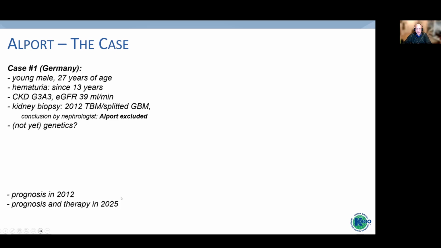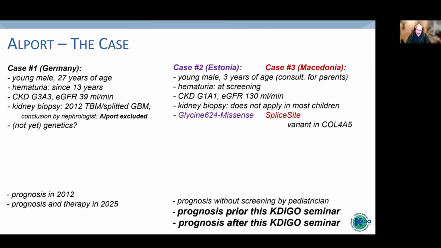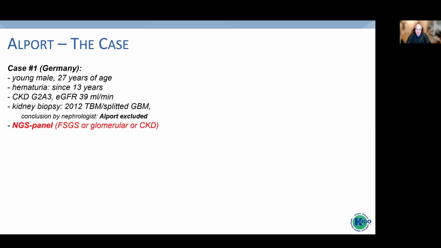when the diagnosis would have been made in 2012, and we will discuss the prognosis and therapy today. The other 2 cases I only want to briefly mention are the future, because you have an early diagnosis in early childhood. One case is from Estonia, the other one from Macedonia, telling you that Alport syndrome is really an international business. And the variants differ. You have a missense variant, and this young boy here has a splice site variant, and we will discuss the different outcomes in response to therapy. So hopefully after this KDIGO seminar, we will improve the prognosis for all 3 patients here.